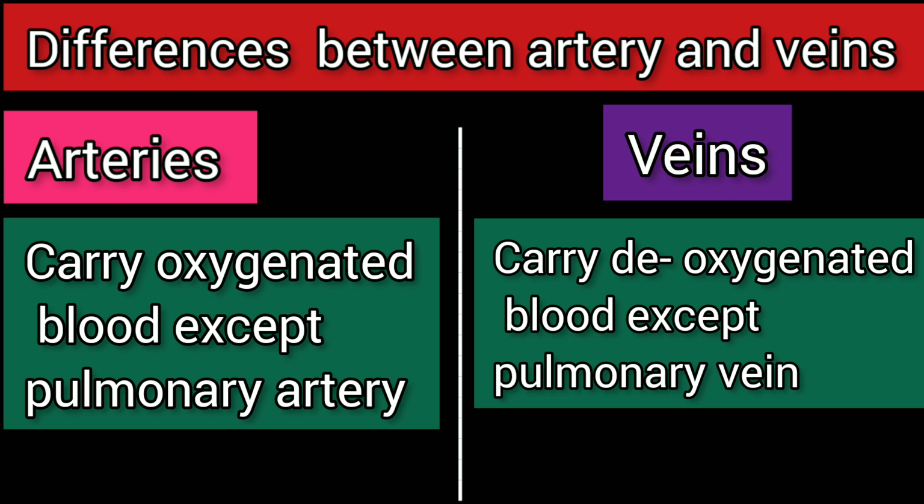Arteries carry oxygenated blood except pulmonary artery, while veins carry deoxygenated blood except pulmonary vein. Again, arteries carry oxygenated blood except pulmonary artery. Veins carry deoxygenated blood except pulmonary vein.